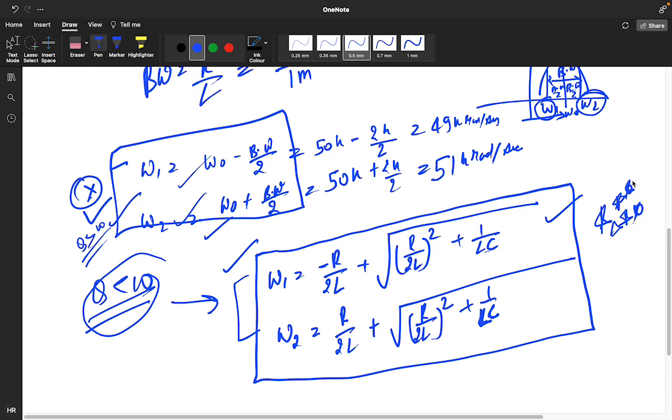Okay guys, is it clear? So for this question, this 49 and 51 is right. Even if you go with this formula also, you will get a close value. That's why if the quality factor is less than 10, then you will get variations, so for that you need to go with this formula. Is this clear to everyone?